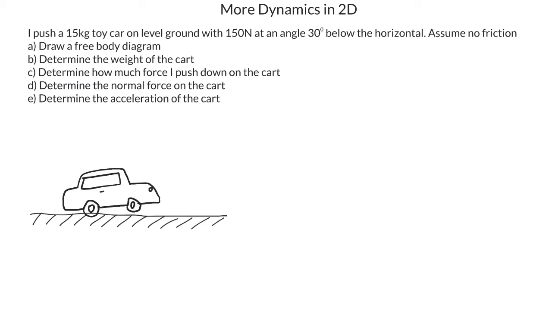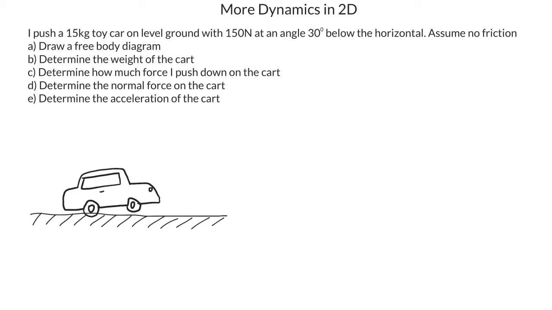Alright, so I pushed a 15 kilogram toy car on level ground with 150 newtons at an angle 30 degrees below the horizontal. So that means that I am not pushing this car perfectly horizontal like this. I'm actually pushing the car like that at an angle. And it says to assume no friction. So we want to draw a free body diagram.